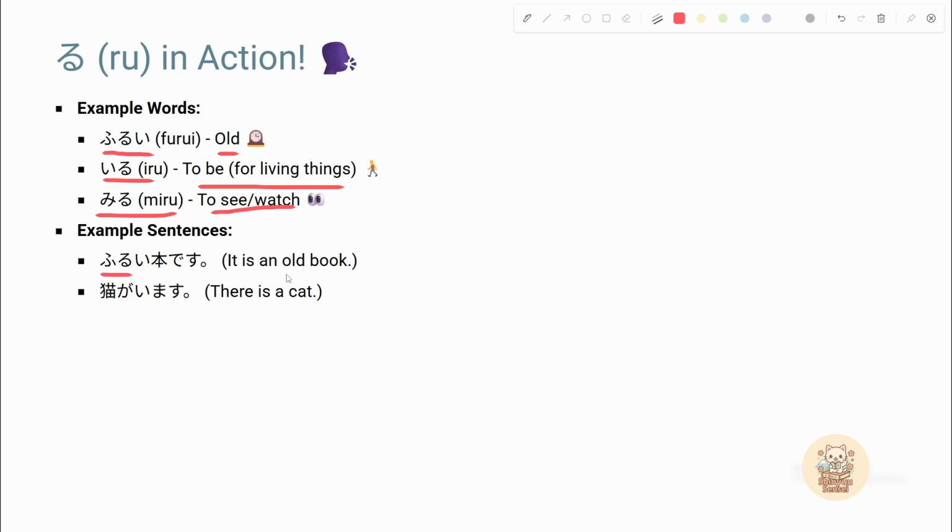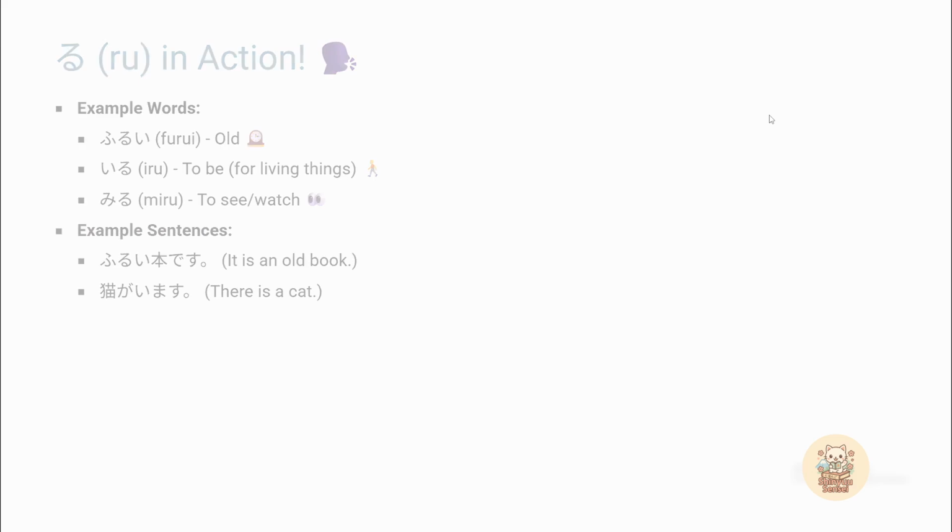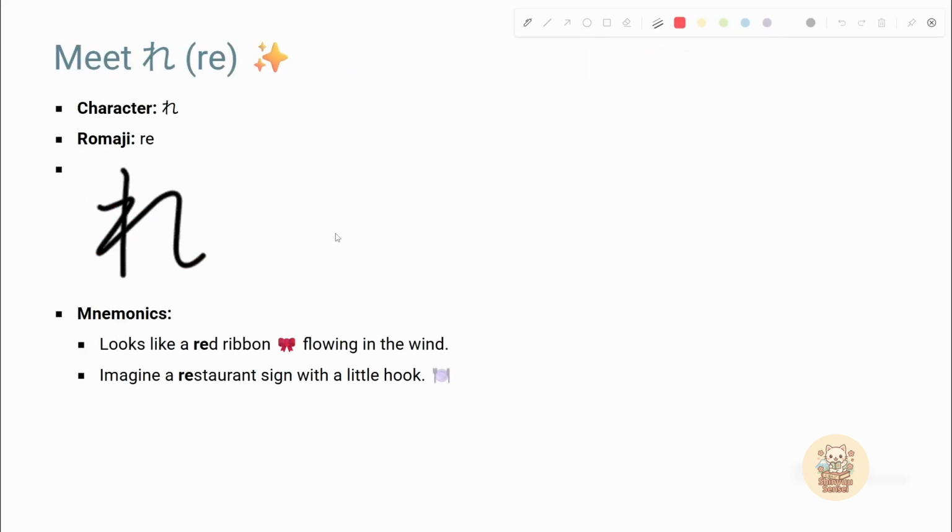Furui, old; hon desu, book. So furui hon desu, it's an old book. Neko ga imasu, there is a cat. The next character is re. The Romaji sound is re, re.